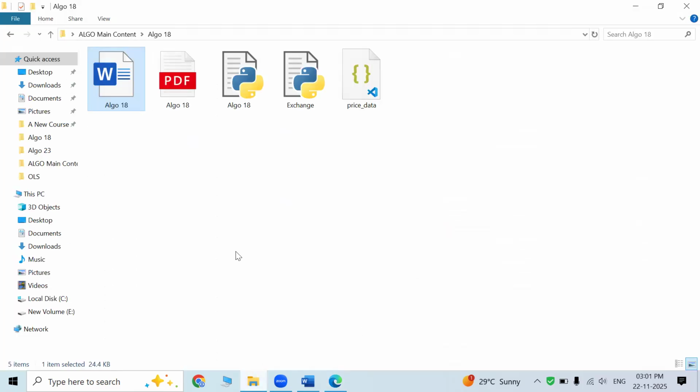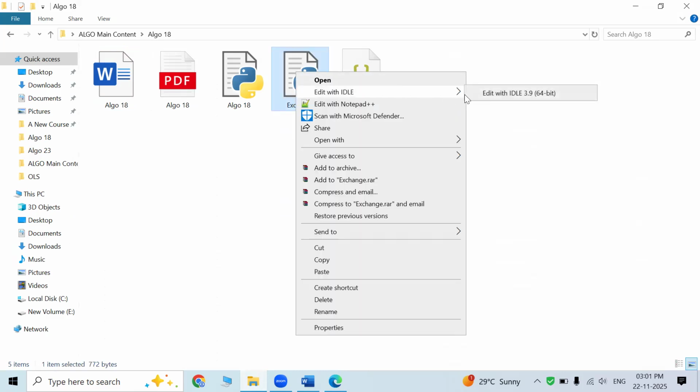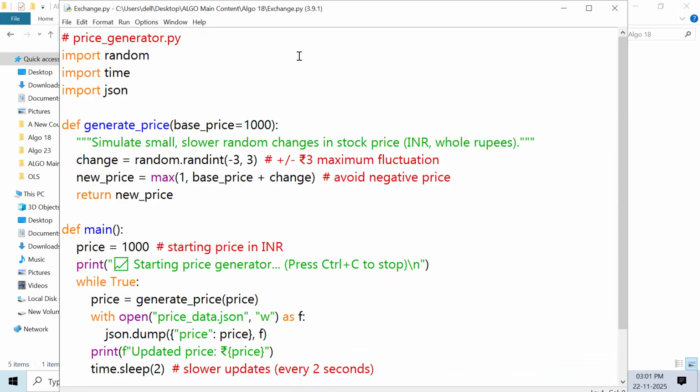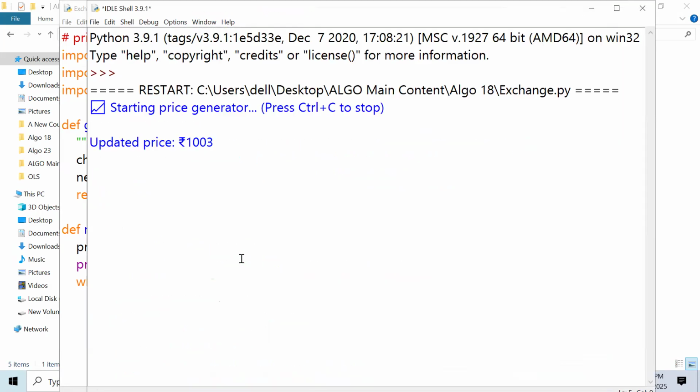So I created an algo in a simulation environment so that we can understand this in a better format. This is a file which has been created as an exchange file. It keeps on changing the price so that we can fetch the price from the market. So this is a base price which has been continuously changing.